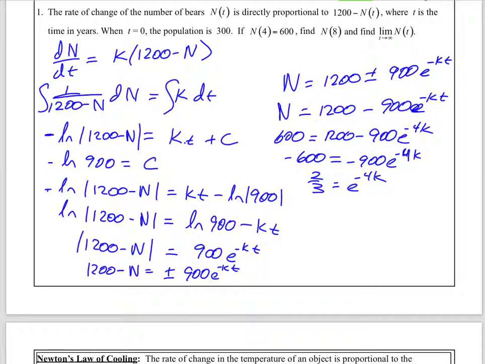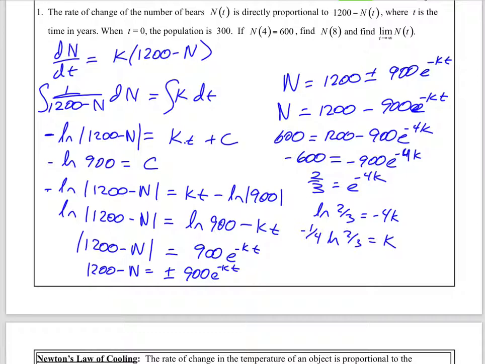Then what needs to be done? Natural log. The natural log equals negative 4k. And then what needs to be done? Divide by negative 4. And then you plug that back into that equation. That's your answer. That is not my final answer.